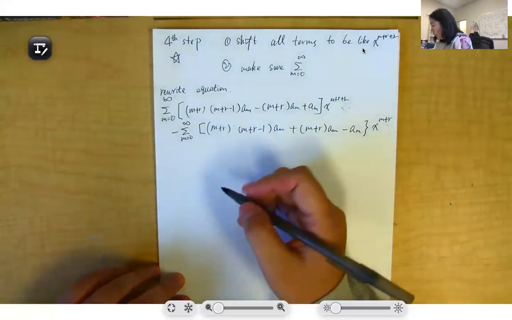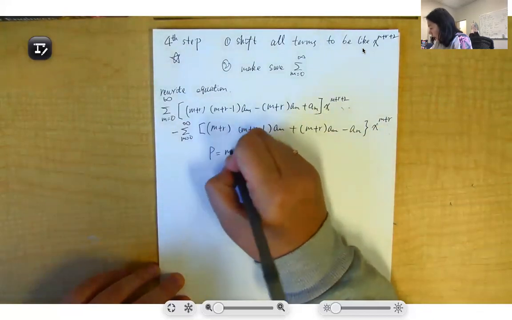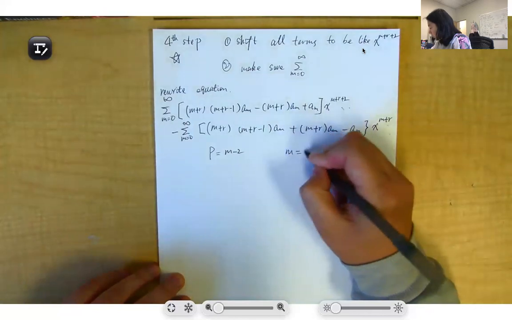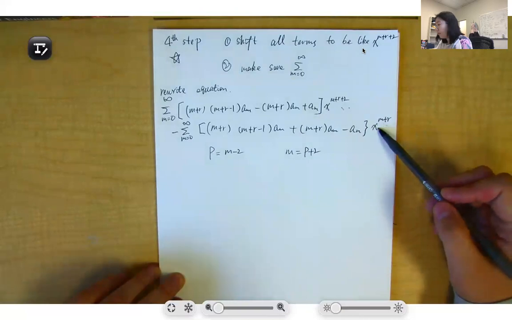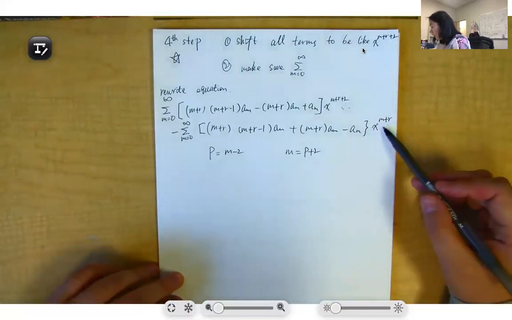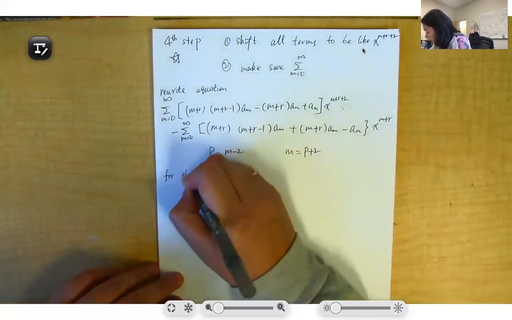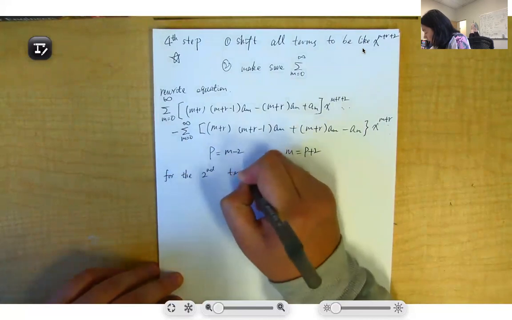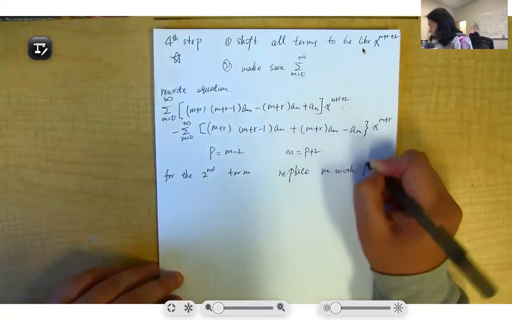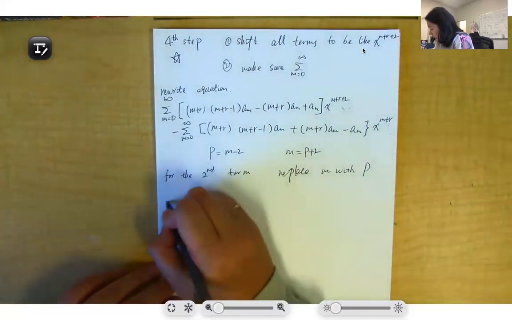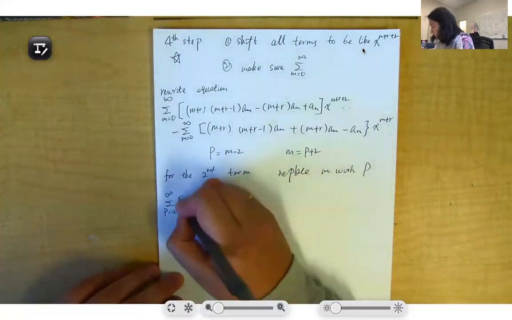Then what we are trying to do is use substitution where p equals m minus 2, so that m equals p plus 2, so that this term will be the highest term. Then let's replace m with p for the second term. Then what we have for the second term: p will start from minus 2 to infinity.